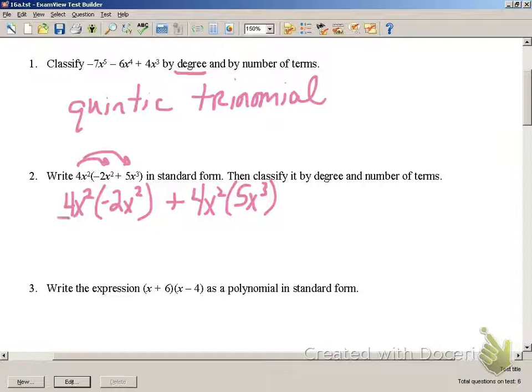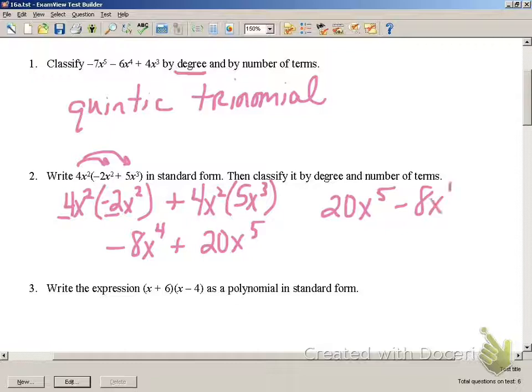So I'm going to multiply 4 times negative 2, which gives me negative 8. X squared times x squared, I will add those exponents. So it gives me x to the 4th. Plus 20x to the 5th. So I've multiplied it. Now I need to put it in standard form. Standard form is decreasing exponents from left to right. So that is now standard form.